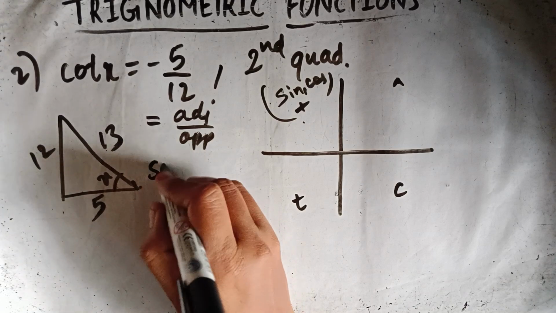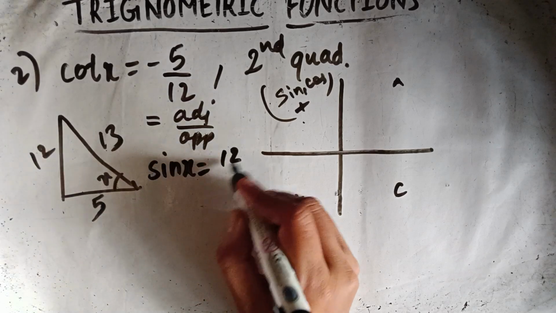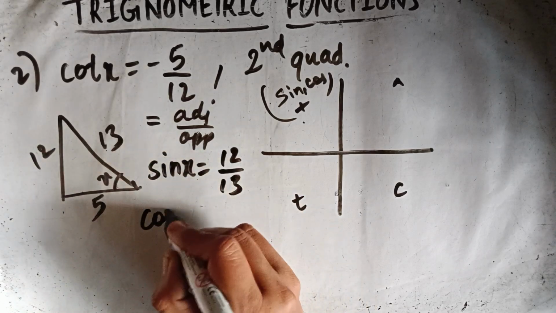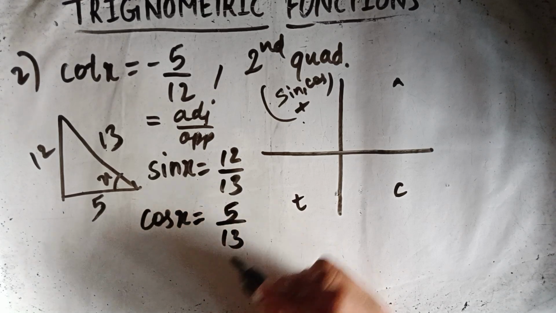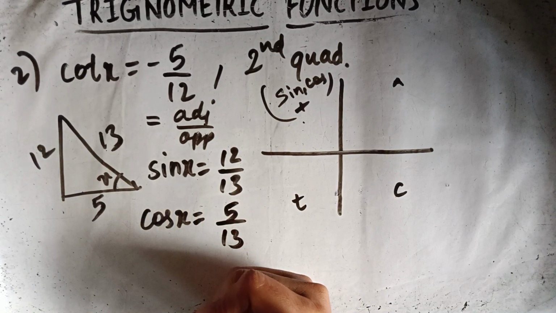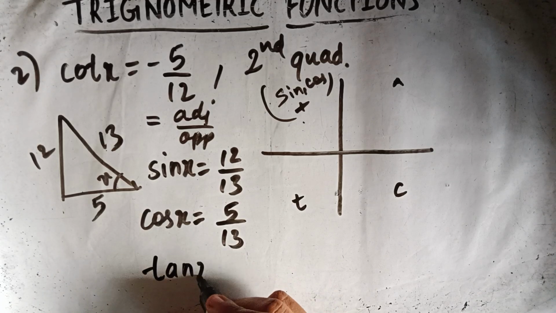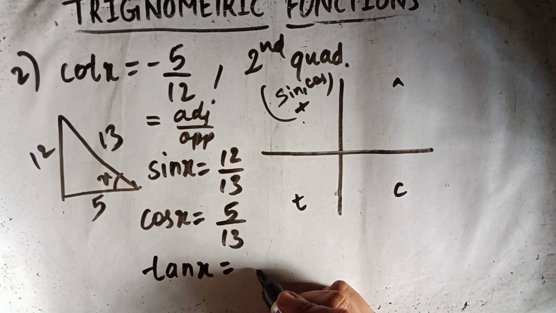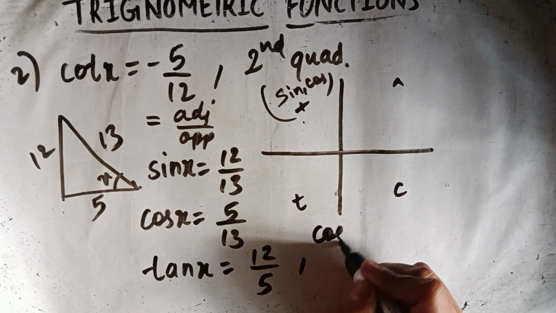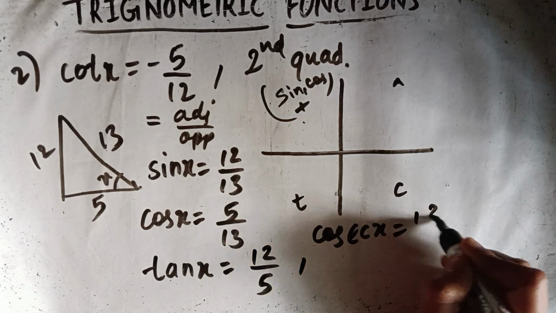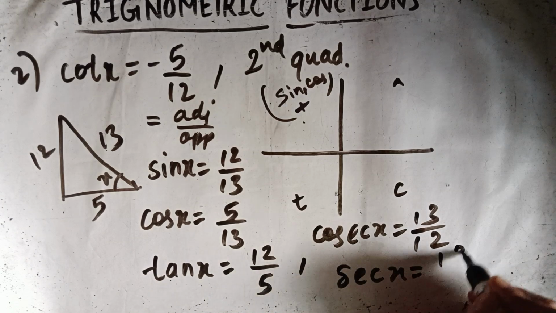So write down sine of x. Sine of x is 12 upon 13. Cos of x is 5 upon 13. Then tan of x is 12 upon 5. Cosec of x is 13 upon 12. Sec of x is 13 upon 5.